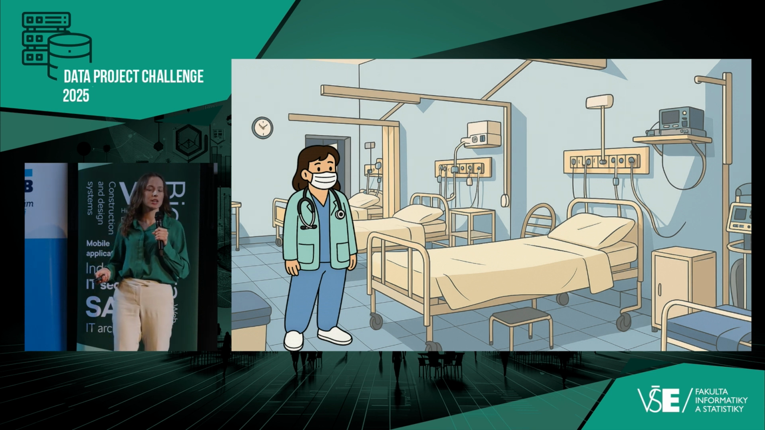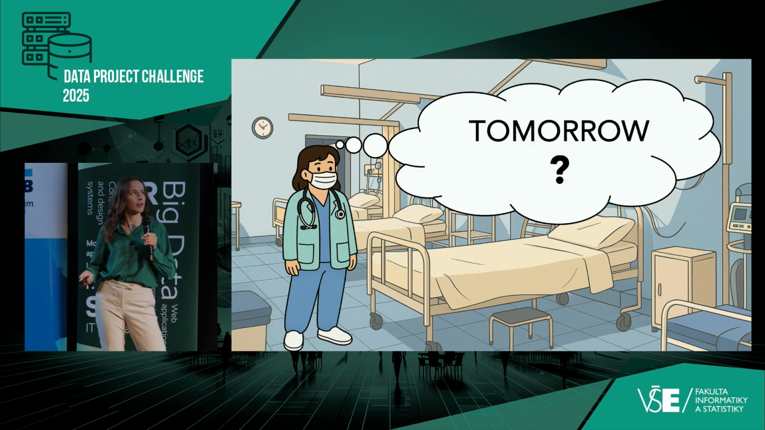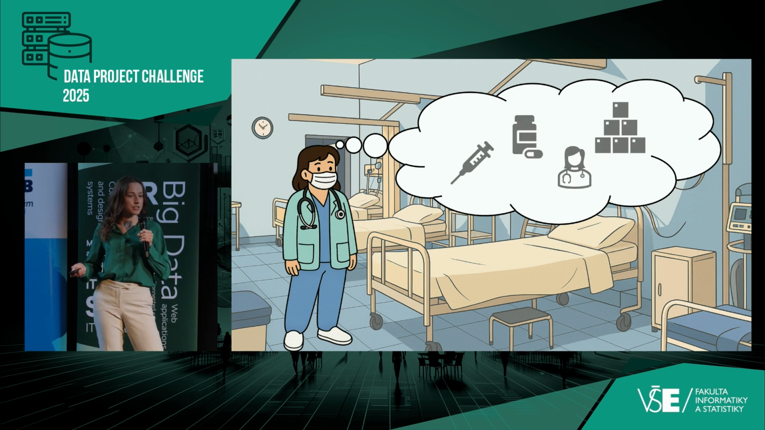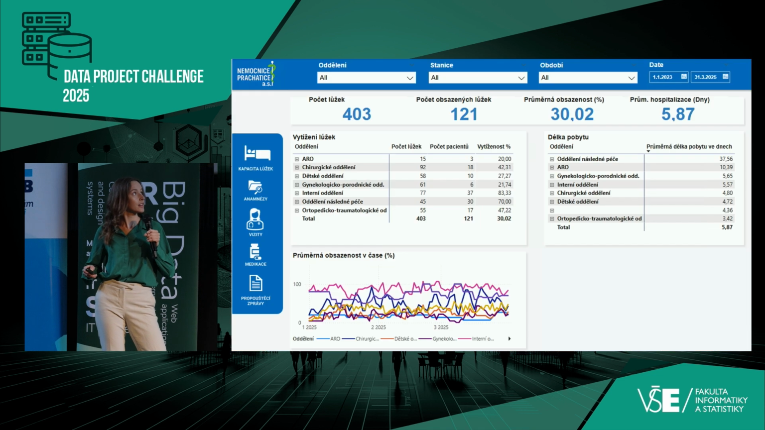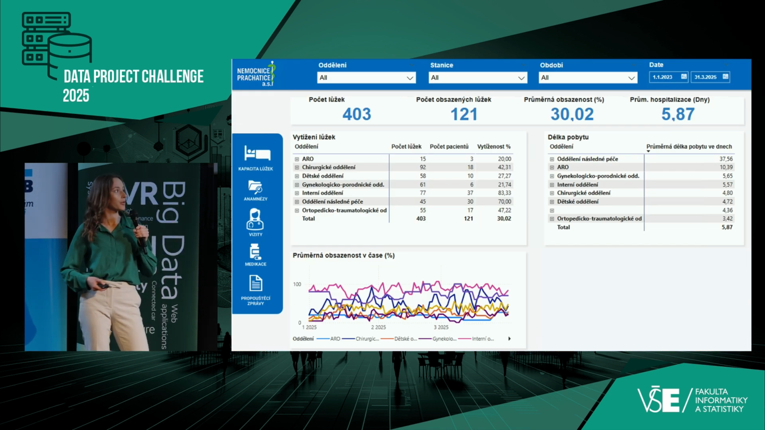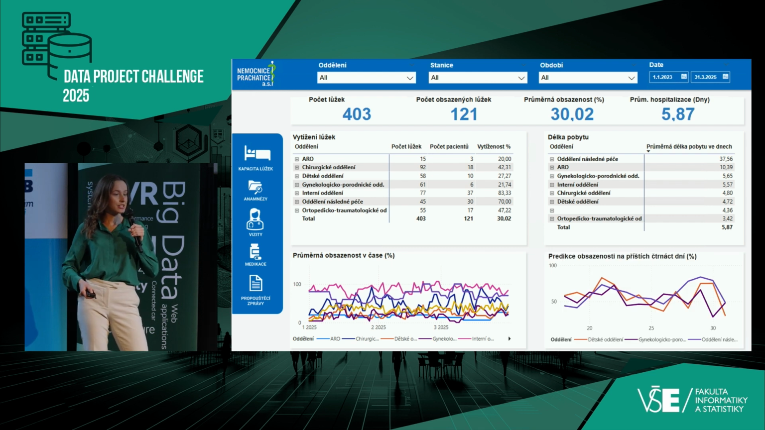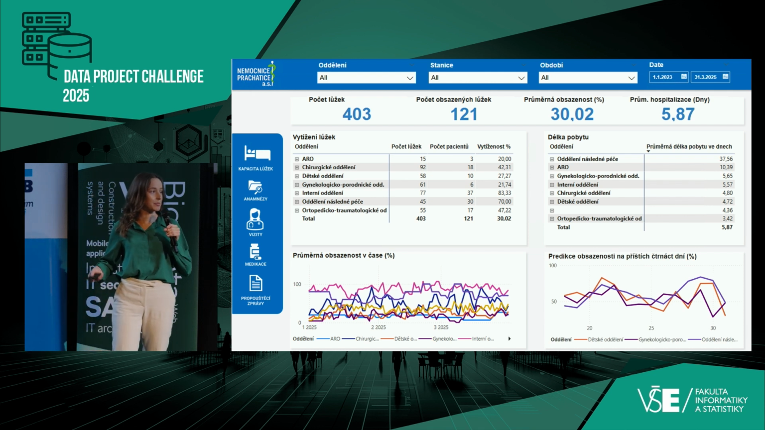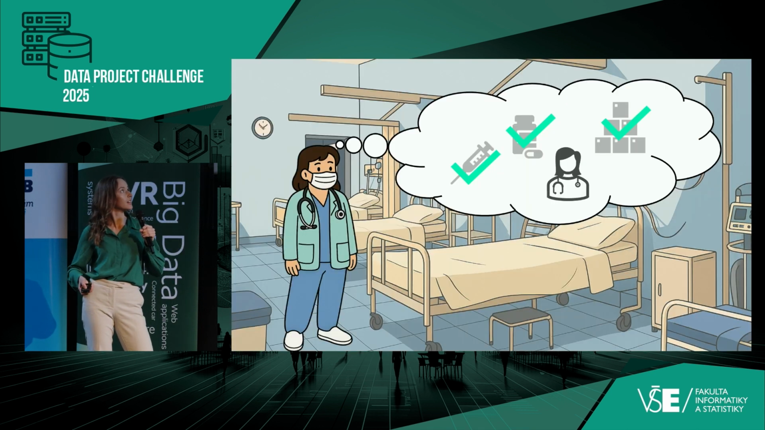But she thinks she would maybe like to know what's going to be tomorrow, in 1 week or 2 weeks. With this information, she could really use that for planning the materials, such as pills, medications, or even allocating the employees to the department where it's needed. So to help her with that, we decided to add a predictive model to our report. With this, she can see what's going to be the occupancy in the next 14 days, again, in each department and each ward.